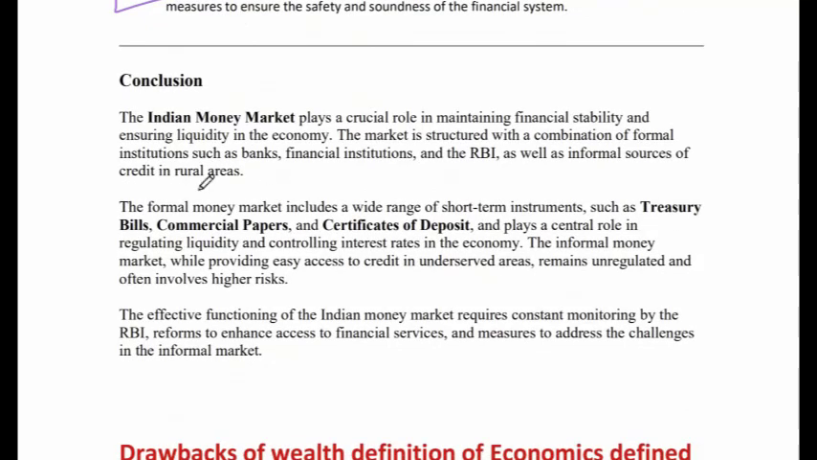Just to recap the conclusion, the Indian money market plays a crucial role in maintaining financial stability and ensuring liquidity in the economy. The market is structured with a combination of formal institutions such as banks, financial institutions, and the RBI, as well as informal sources of credit in rural areas. The formal money market includes a wide range of short term instruments such as treasury bills, commercial papers, and certificates of deposit, and plays a central role in regulating liquidity and controlling interest rates in the economy.